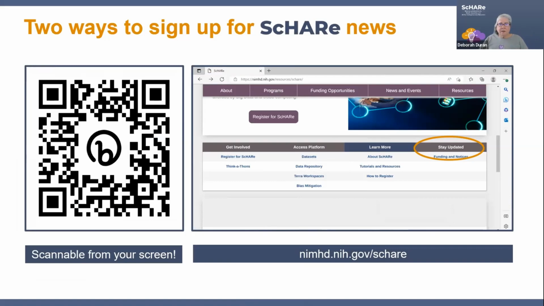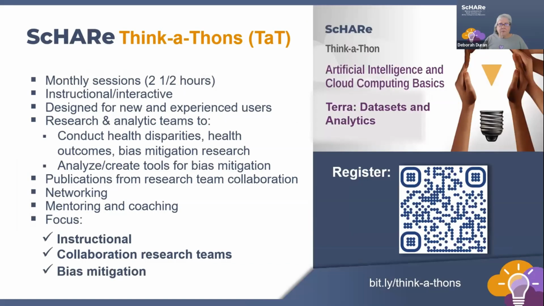In conjunction with the ScHARe platform, we also do Think-a-Thons, and that's what this is today. These Think-a-Thons are monthly sessions that are 2.5 to 3 hours long. Some are instructional. We're moving into some that are going to be doing hands-on research. And these teams will stay together in order to create collaborative research teams, networking, mentoring, and coaching. So it is our way of trying to advance the use of the ScHARe platform, as well as to advance health disparities research.